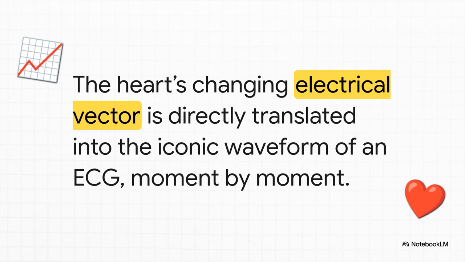So when you see that iconic, jagged line on the monitor, what you're really looking at is a graph. It's a picture of the heart's main electrical vector, twisting and changing in strength and direction with every single beat, all drawn from the point of view of the electrodes on the skin. It's literally a drawing of the physics that are happening inside your chest.